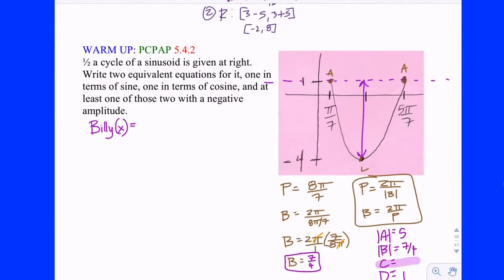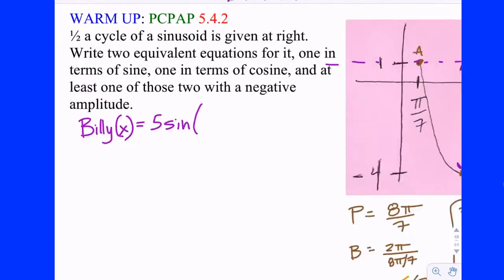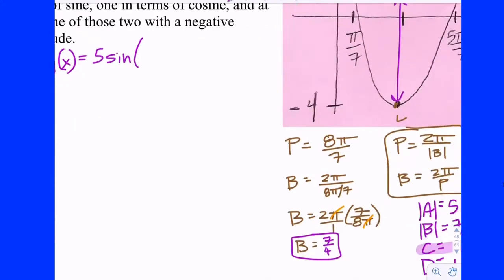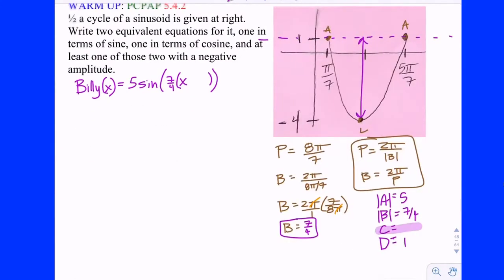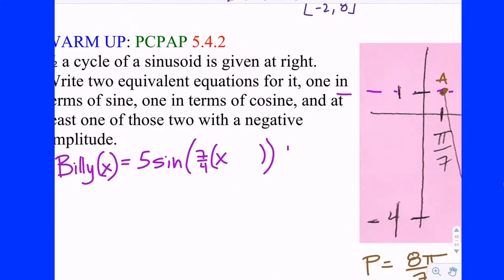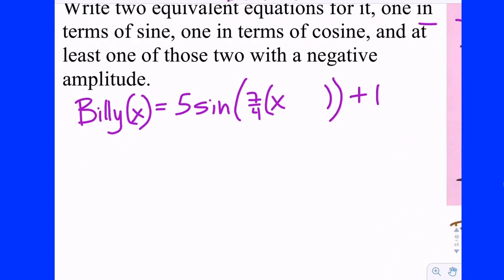Now let's go ahead and decide if we want to do a sine or a cosine. Let's start with sine. Good. So I'm going to have the amplitude, which is 5. I'm going to have a sine of parentheses. My b value comes next, which we found was 7/4. Parentheses, x plus or minus something, and then my d value is +1. So there's your template. We gathered all the information. We dropped it in there. Now all we have to do is figure out the phase shift.